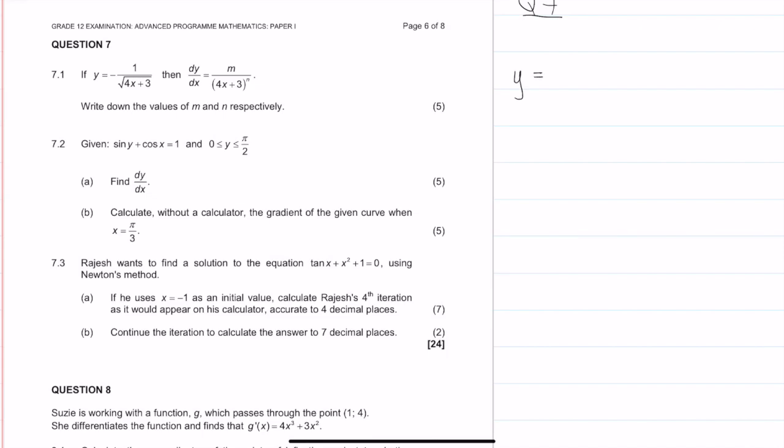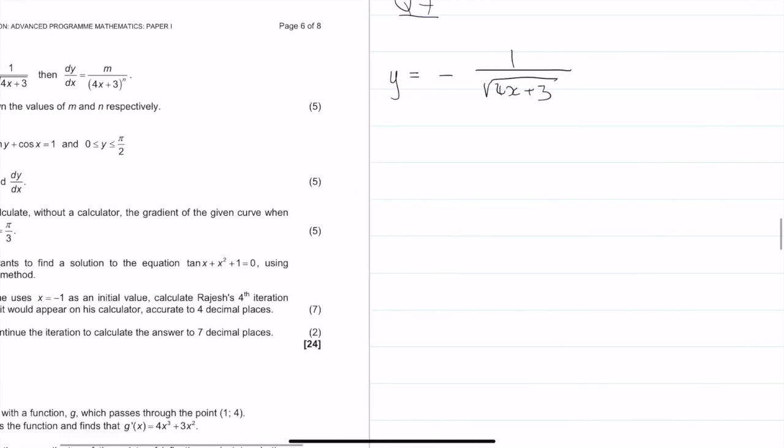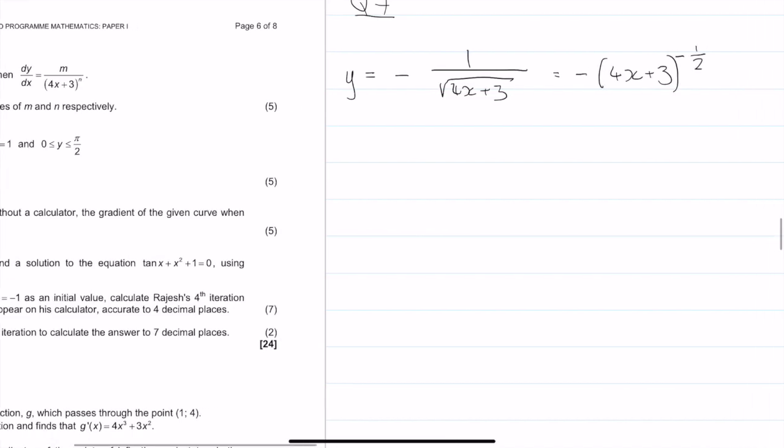Let's start off with what y is. This can be written in a better format for our differentiation. So y is equal to minus (4x plus 3) to the power of minus a half. Those two, the left-hand side and the right-hand side, are equal. Now we can differentiate that much easier using our simple chain rule.